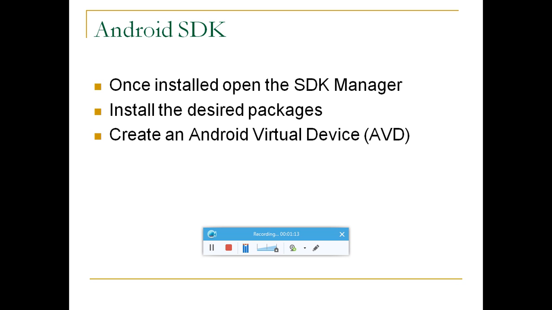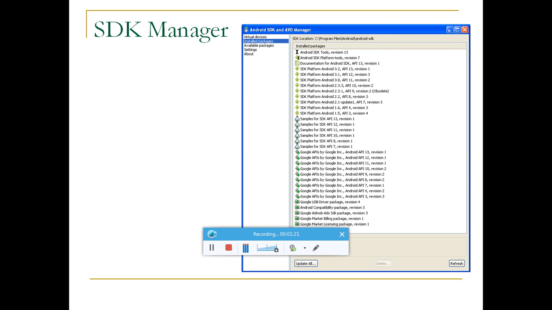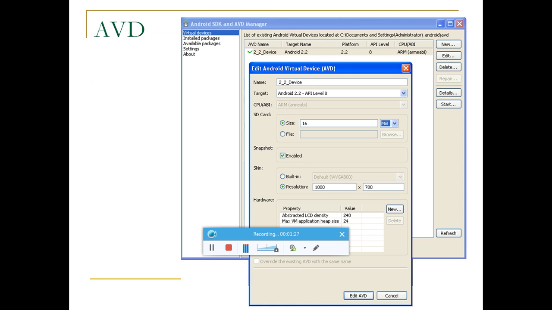Once the Android SDK is installed, open the SDK manager, install the desired packages, and create an Android virtual device (AVD). The SDK manager shows a list of options and the AVD manager shows the name, version, target, CPU, and API. You choose the size and snapshot, enable the skin, and assign a built-in type or resolution. You set the hardware properties, with edit AVD and cancel. To add a new component, you choose the new option.